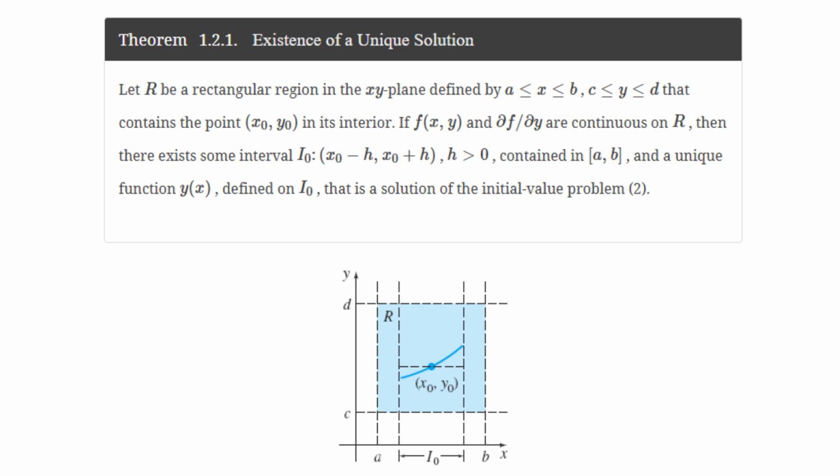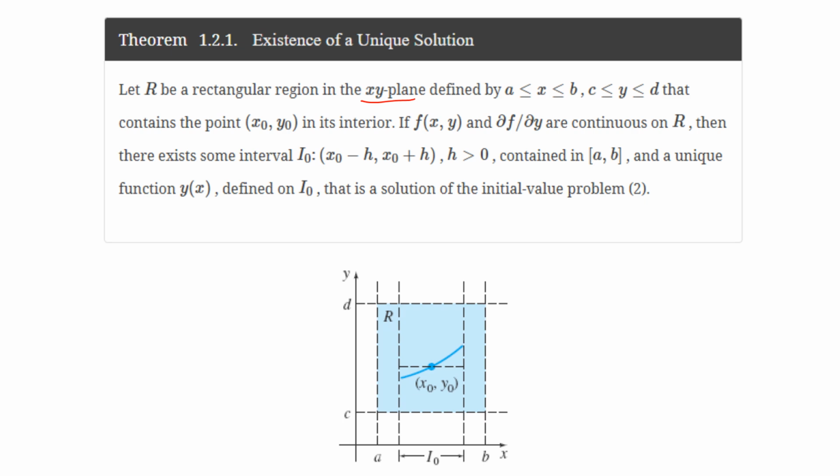So you might have read this and been like, what exactly is this even talking about? So let's break it down. It starts off by saying, let R be a rectangular region in the xy plane defined by x between a and b and y between c and d. So let's stop there. We know an xy plane is going to be the coordinate system.